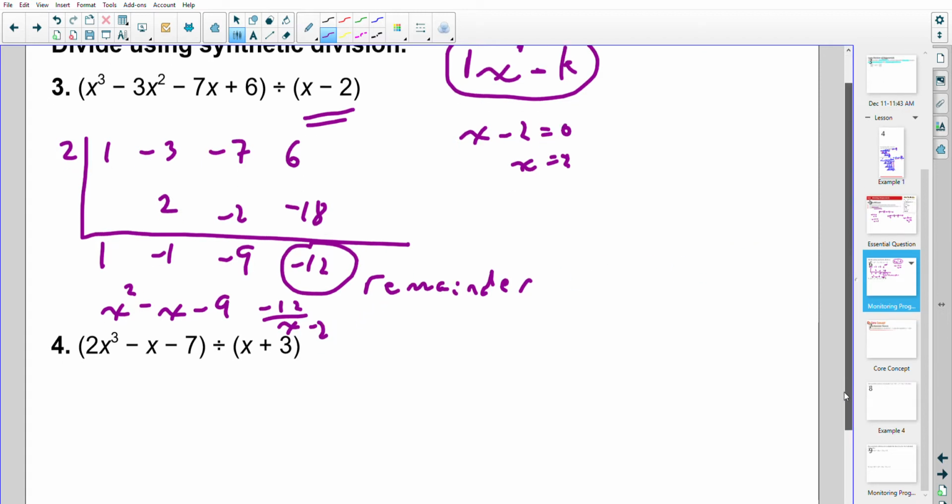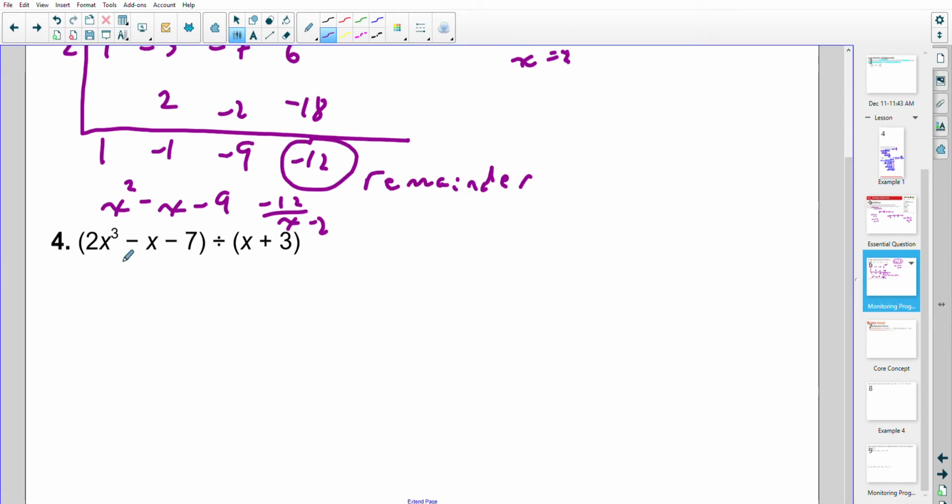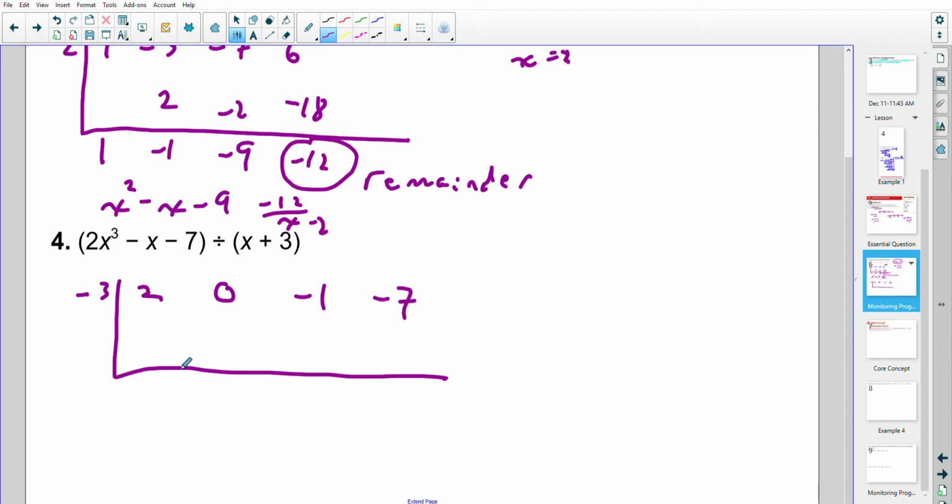Now, be careful because sometimes there's a missing term. Again, you'd set it up like this with synthetic division, solving for x, -3. 2, my squared term is 0, -1, -7. Bring down the 2, multiply, and add. Multiply, and add. Multiply, and add. So the remainder here is going to be 58.